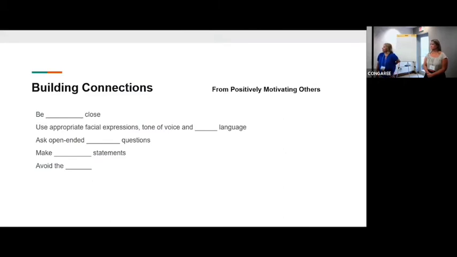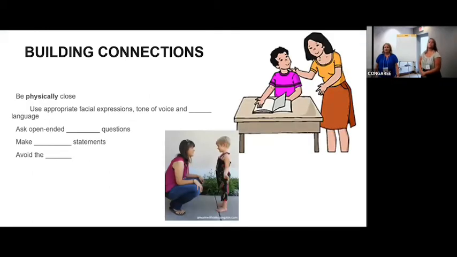So our next strategy we're going to talk about is building those connections. Again, this is from the Positively Motivating Others course, which I will have a link to at the end. It's a great course. It can be a 7-hour to 10-hour course. It's very interactive, but it's used for people working in sales and car dealerships, to teachers, to foster care. It's just a great tool. These are just some strategies that you can try when you are working with new students or adults.